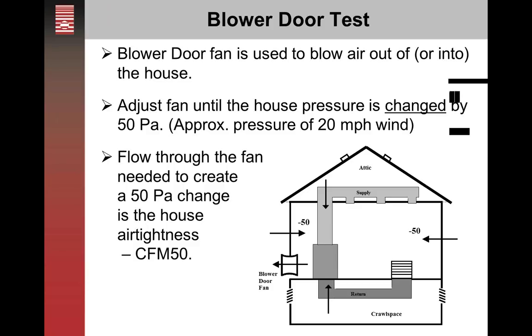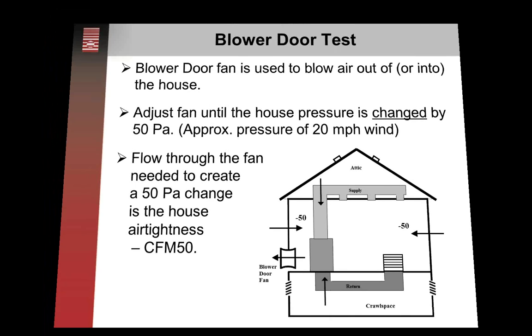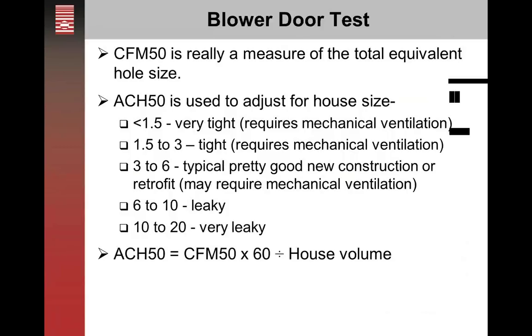So once we've determined that we've reached 50 pascals, we want to measure how much airflow is moving through the fan. So the flow through the fan is needed to create that pressure, and then we measure how much air is needed to maintain that 50 pascals. So CFM 50 is really a measure of the total equivalent hole size. If we added up all of the different holes in the house, big, small, medium, CFM 50 is a measure of how big that hole really is.